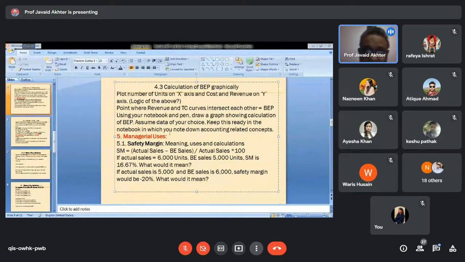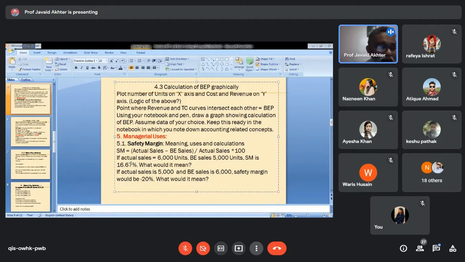If we assume some data, suppose in the current example, our break-even sales was 5,000 units, and suppose the firm's actual sales is 6,000 units. So what would be the safety margin? Using the above formula, you find out it will be 16.67%. So what will be the interpretation of 16.67%? The interpretation would be that even if the firm's sales go down by 16.67%, it will still not suffer any loss. So this is the safety margin.